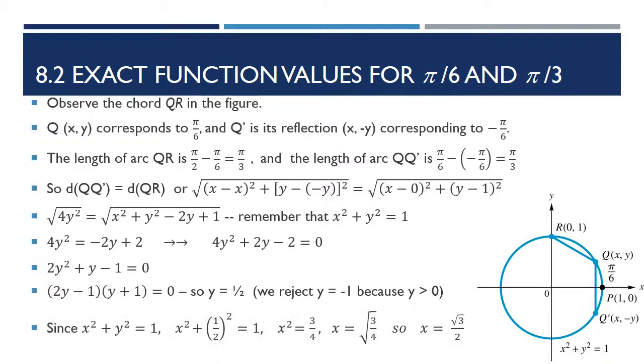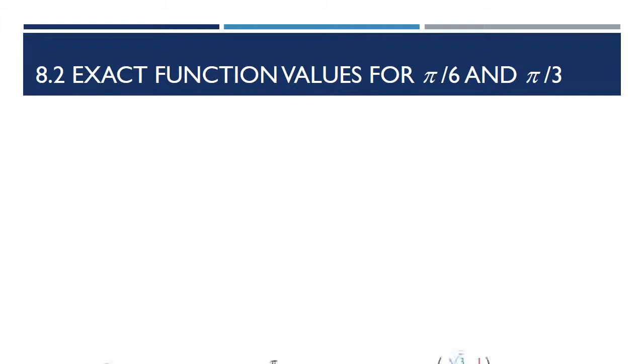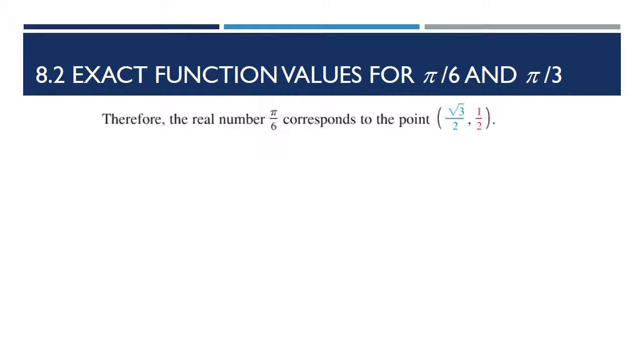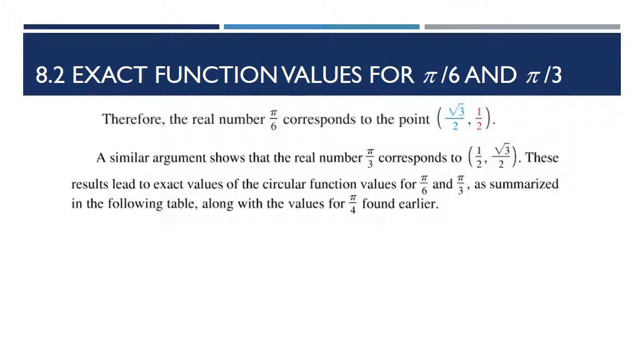So y is positive. So since x squared plus y squared equals 1, x squared plus 1 half squared equals 1, so x squared must be 3 fourths. How I got that: 1 half squared is 1 fourth, 1 minus 1 fourth is 3 fourths. Take the square root, and that gives us the square root of 3 over 2. So the point is (square root of 3 over 2, 1 half), and that corresponds to pi over 6. And again, you could use those to get the 6 trig values.